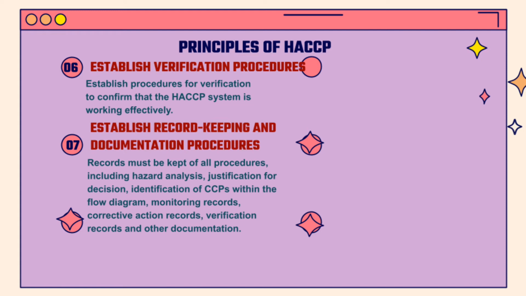Lastly, principle 7. Establish record keeping and documentation procedures. Establish documentation concerning all procedures and records appropriate to this principle and their application. This can be a simple and quick system such as a printed temperature form in which employees can record their compliance with the standard at critical control points. It serves as proof in any foodborne cases. Records must be kept of all procedures including hazard analysis, justification for decisions, identification of critical control points within the flow diagram, monitoring records, corrective action records, verification records, and other documentation.